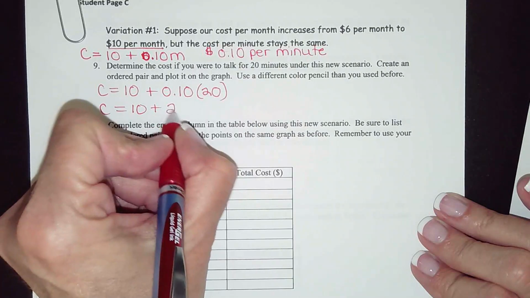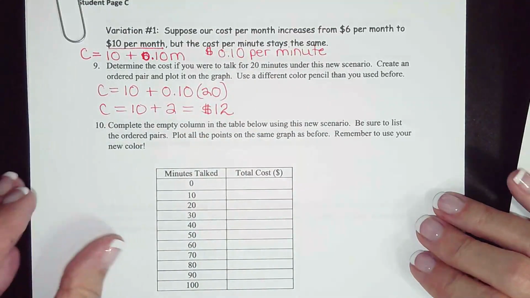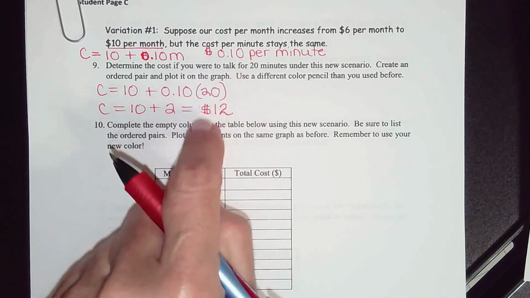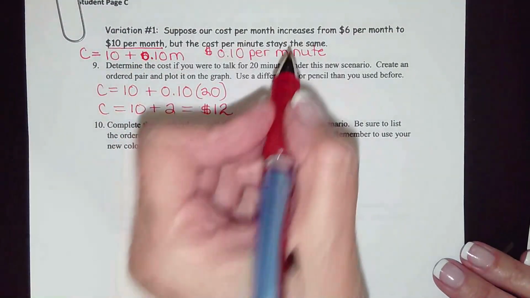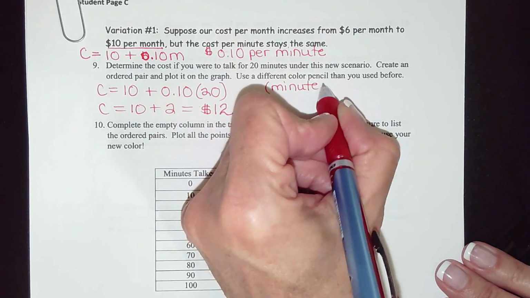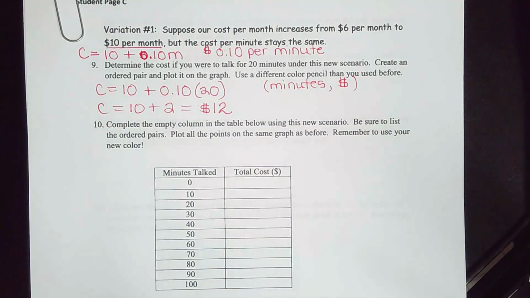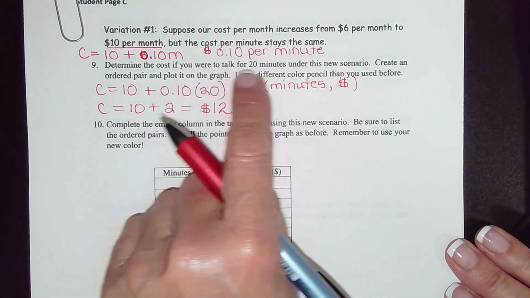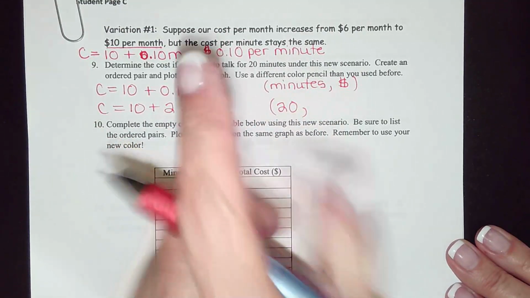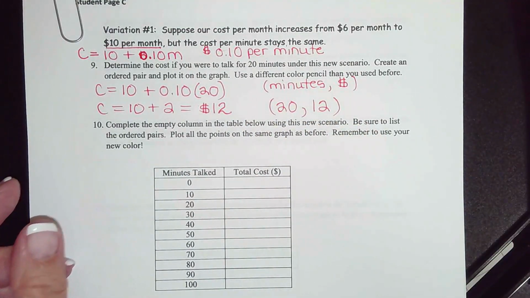And you can do it on your calculator too. I'm just trying to save time so you guys don't have such a long video. So 20 minutes, $12. And then they're asking us to write an ordered pair again, so we should bring over that model so we don't mess up the order. Minutes, cost. And you don't have to write anything fancy, just a reminder of the order. So how many minutes? 20 minutes. What's the cost? $12.